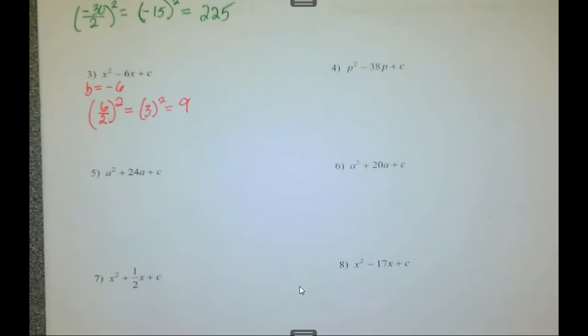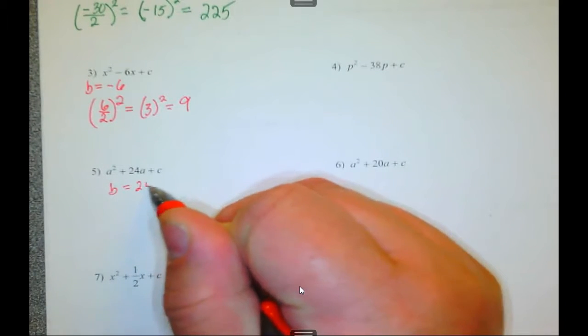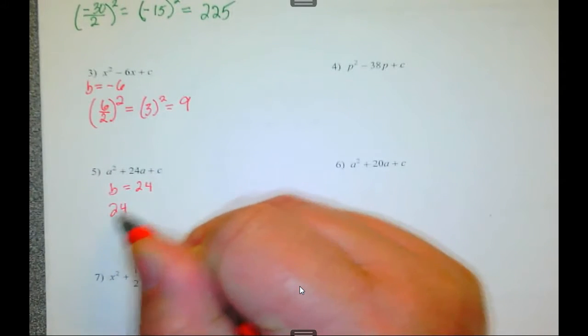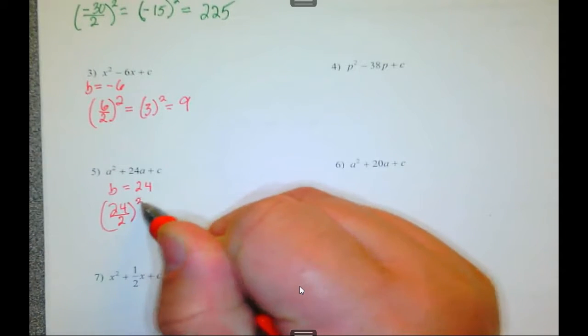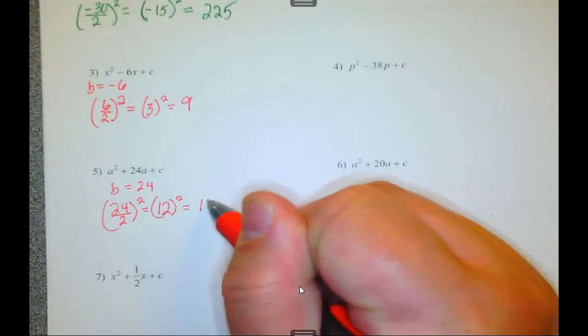Alright, number 5. You could almost do these in your head. My b is 24. Half of 24 squared is 12 squared, which is 144.